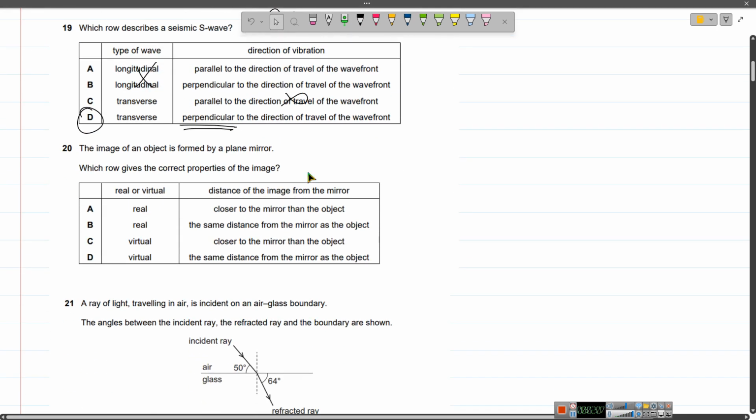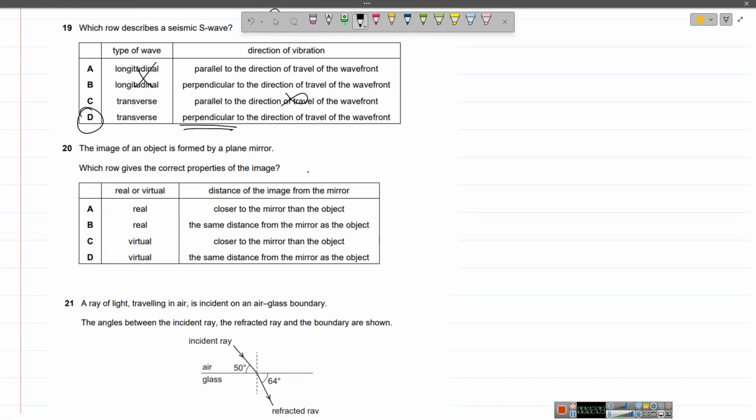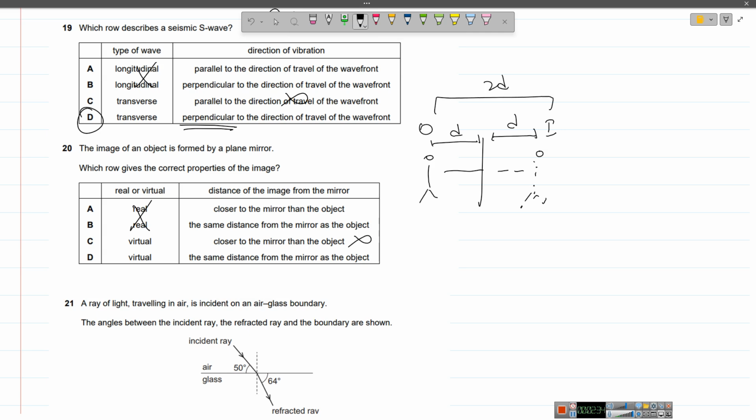Okay. The image of the object is formed by a plane mirror. Which row gives the properties of the image, right? The image is not real, never real, because it is always forming behind the mirror, right? So the image is always behind the mirror. So this is the image, this is the object, so that should be virtual and the same distance as this. We just discussed that if this is D, then this is also another D. So this is actually equal to 2D, right? So D over here, okay?